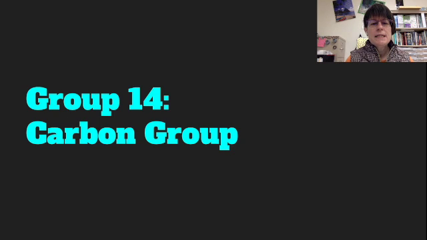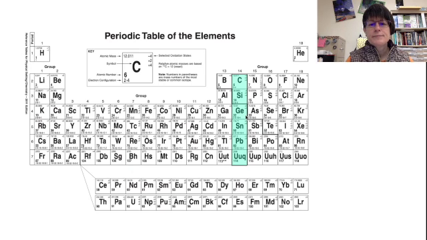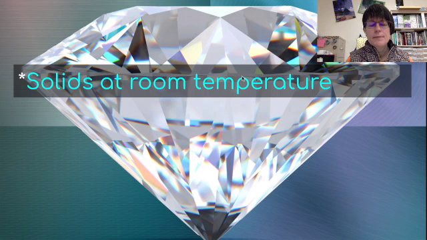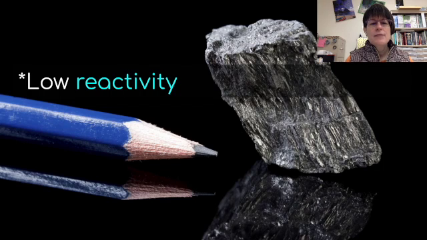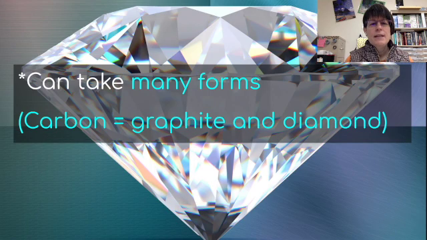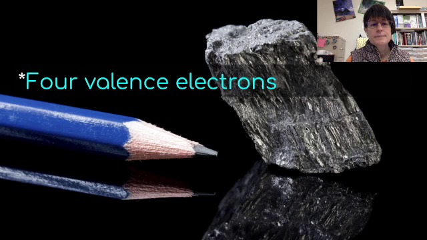Group 14 is the carbon group, right here, because carbon is at the top. They are solids at room temperature, and this is diamond in the background. They have low reactivity, and they can take many forms. For example, carbon can be graphite, which we use in pencil lead, or diamond. So it can be very soft, so soft that it rubs off and we can write with it, or it can be a very hard substance.